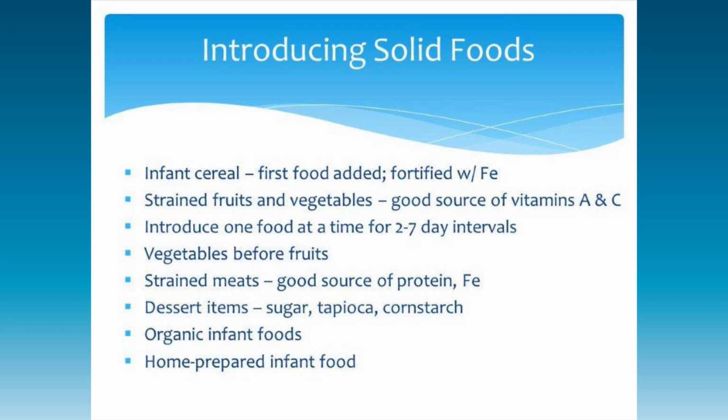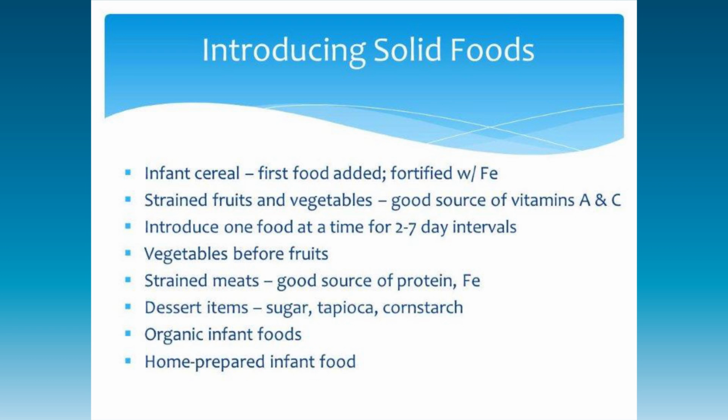Strained meats are good sources of protein and iron. Start introducing those. Dessert items, just keep in mind they have a lot of extra calories from sugar and cornstarch and tapioca, and those aren't very nutrient filled, so we want to limit those type of foods.